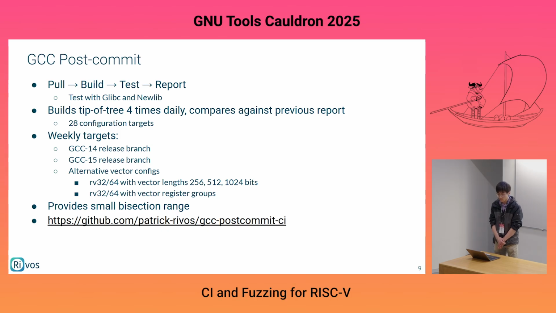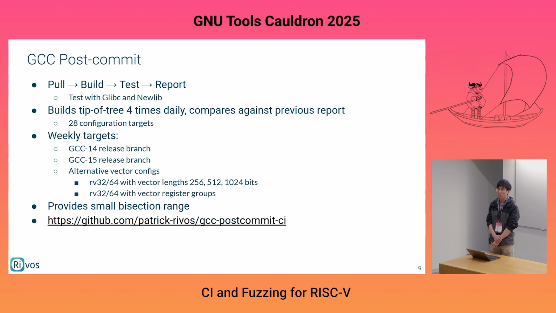So we test 28 different configuration targets, and by configuration targets, I mean different extensions. RISC-V is very customizable, very flexible, but as a result, some extensions may be tested more than others. And so we run 28 different configurations across glibc and ulibc just to help cover our bases.